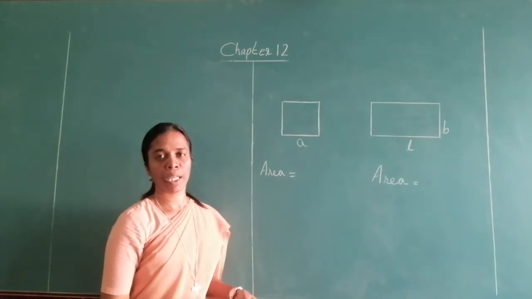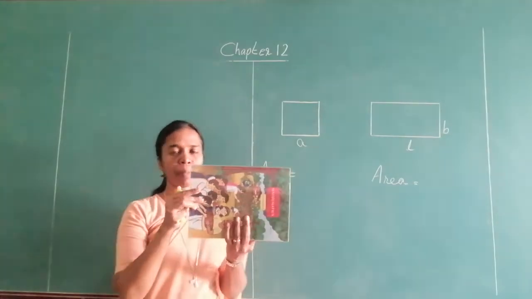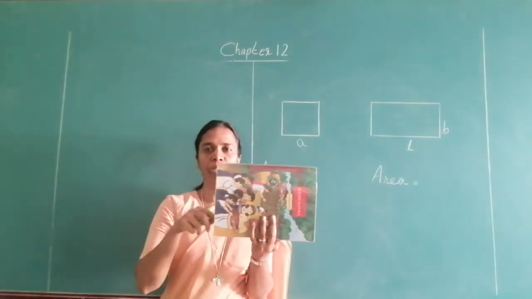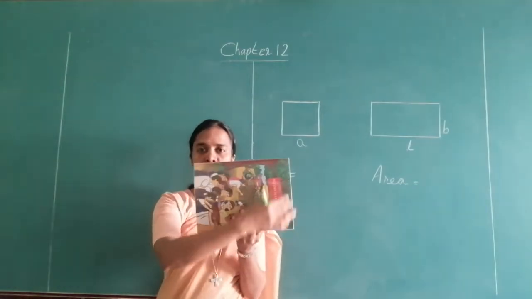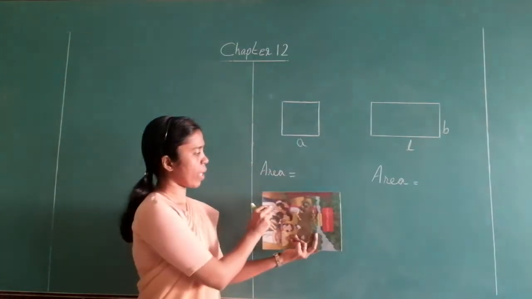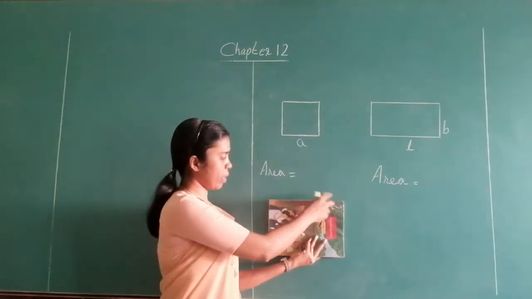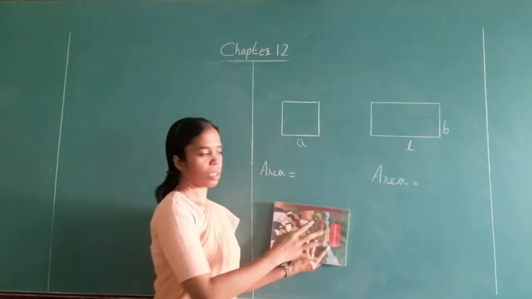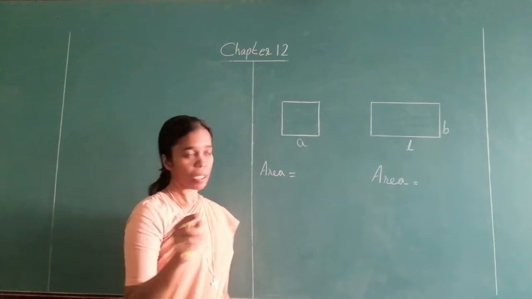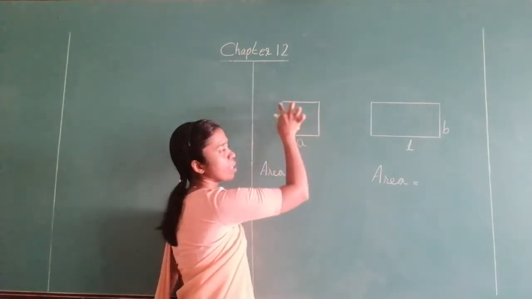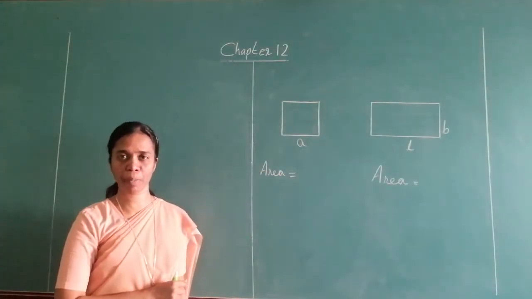Suppose I say the area taken by this book, it means how much space this book has occupied in this plane. So the area of the book will be this entire measure. Whereas perimeter is the length of only this boundary. That is called the perimeter.